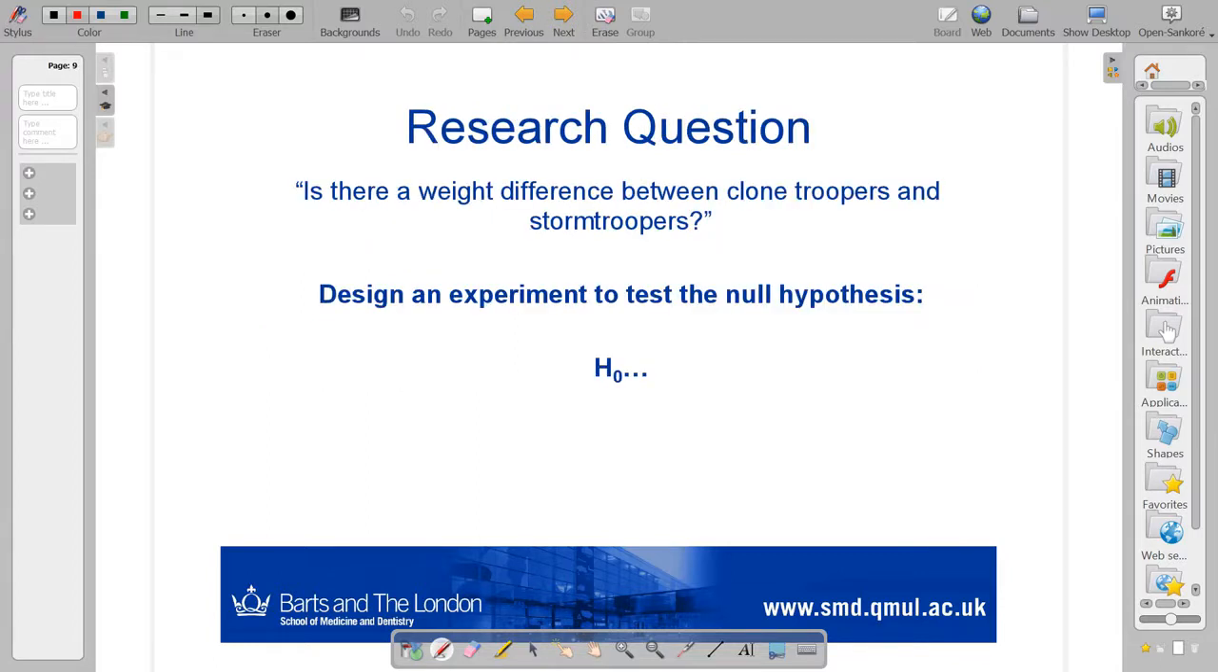Because the research paper is on the subject of weight, we're going to continue with the subject of weight. In my fictitious example of clone troopers and stormtroopers, feel free to substitute for those orthodontic dentists and restorative dentists or the dental materials of your choice. The label, as I said before, is largely irrelevant. The thing that we're measuring here is almost irrelevant as well, except when we come to discuss the context of our results.